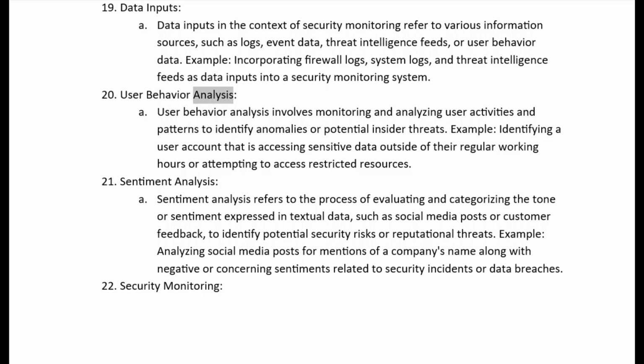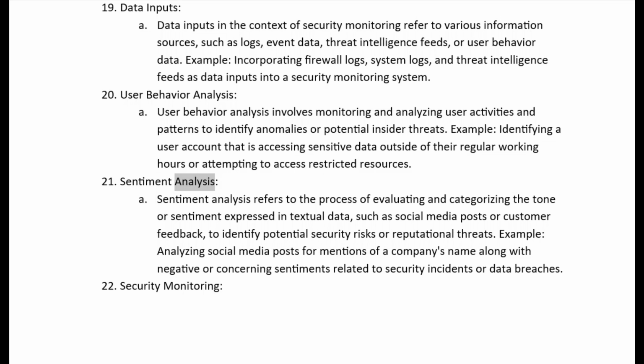User behavior analysis. User behavior analysis involves monitoring and analyzing user activities and patterns to identify anomalies or potential insider threats. Example: identifying a user account that is accessing sensitive data outside of their regular working hours or attempting to access restricted resources.